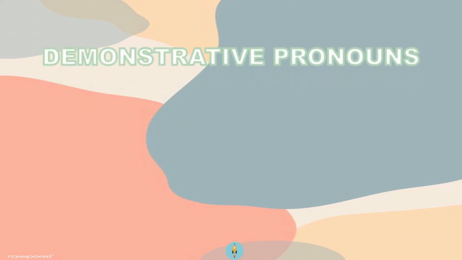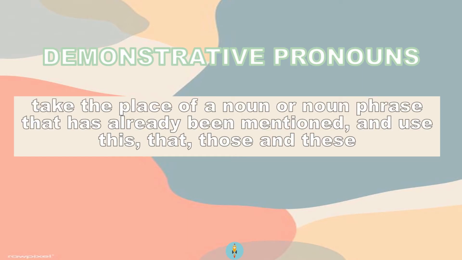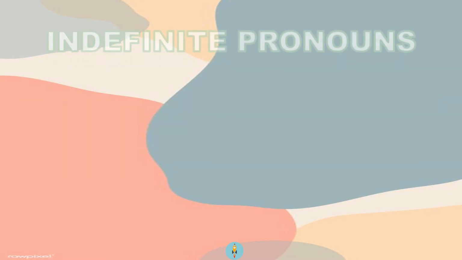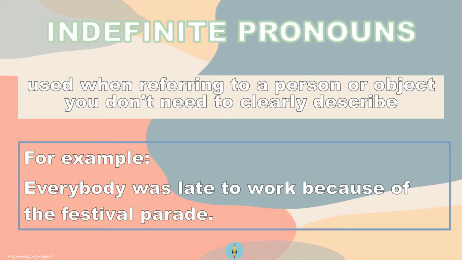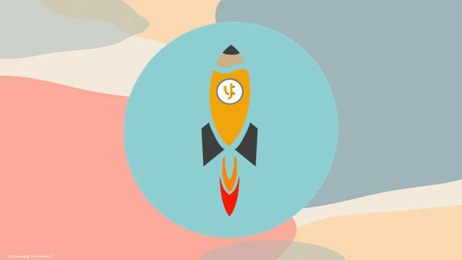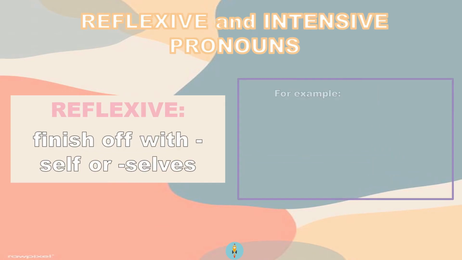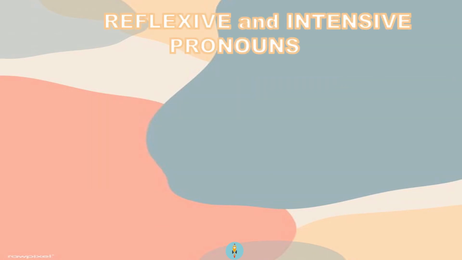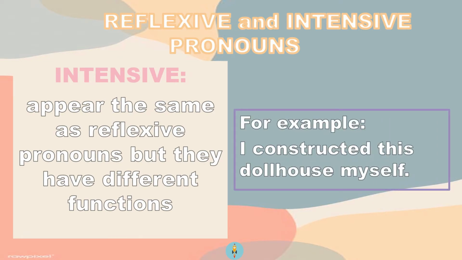Demonstrative pronouns take the place of a noun or noun phrase that has already been mentioned and use this, that, those, and these. Indefinite pronouns are used when referring to a person or object you don't need to clearly describe. Reflexive pronouns finish off with self or selves. Intensive pronouns appear the same as reflexive pronouns, but they have different functions.